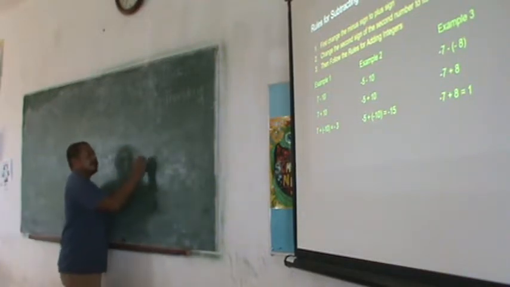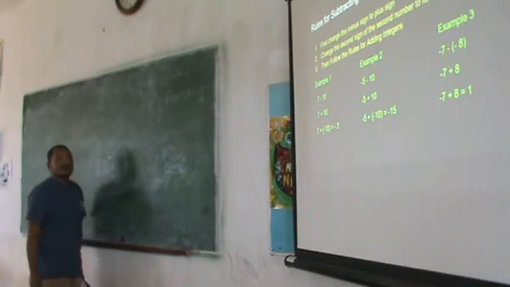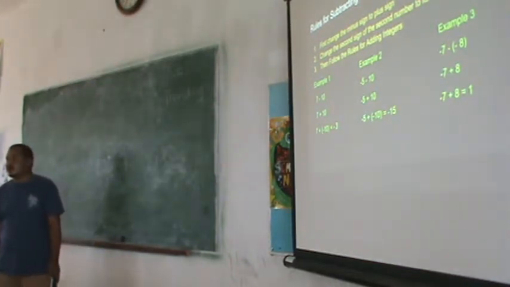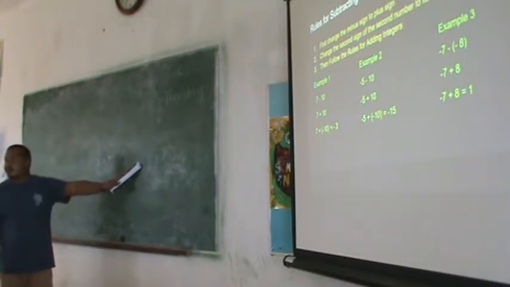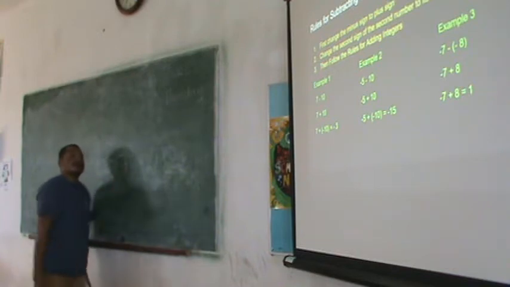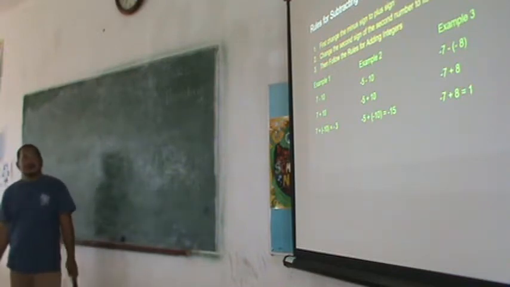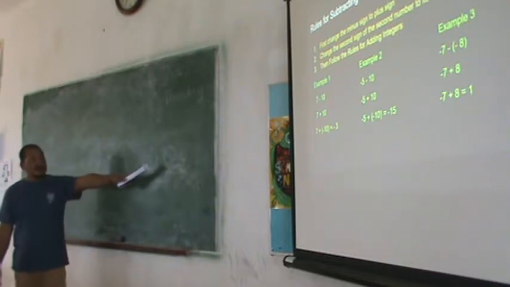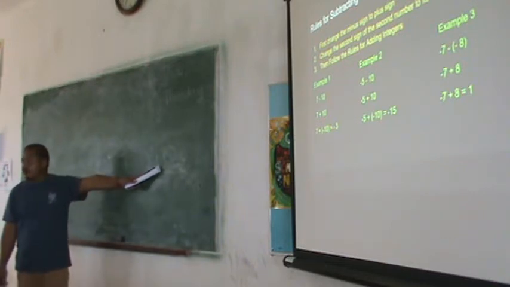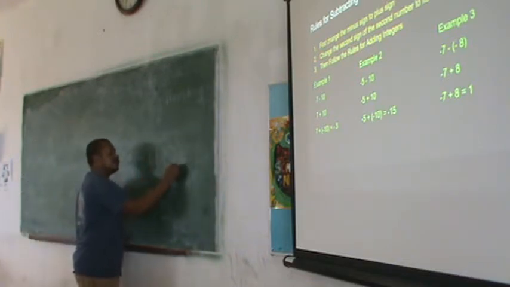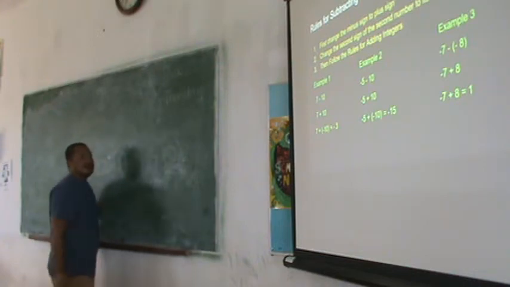7 minus 10. What's the first thing it says there? Change the minus sign to a plus sign. So you change the minus to plus. What's number 2? Change the sign of the second number to its opposite. So look at the second number. What's the opposite of positive 10? Negative 10. So now you change this to negative 10.